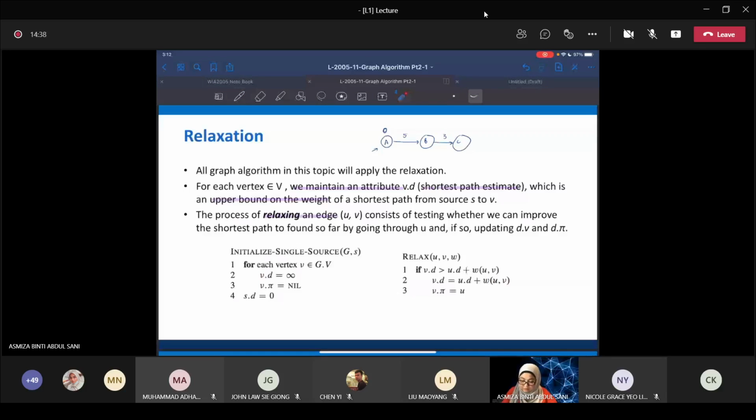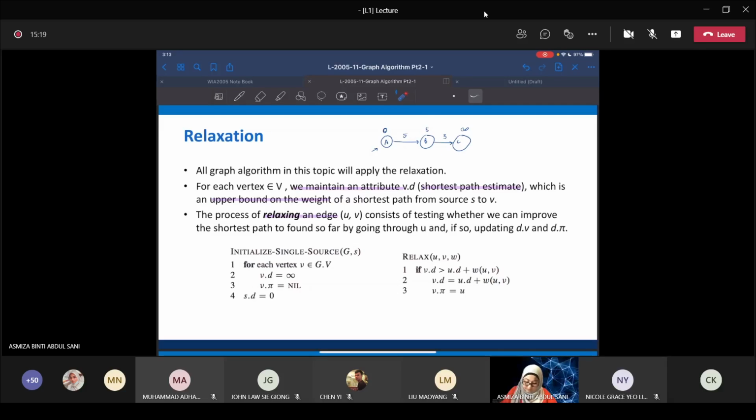To know the distance from A to B, we know that it would be 5. But if we want to find out the distance from A to C, at the moment we have no idea. Therefore, we say that the distance would be infinity. So when we want to do relaxation, in a sense, to find the distance from A to C, we try to relax the edge by finding the shortest path through some nodes.